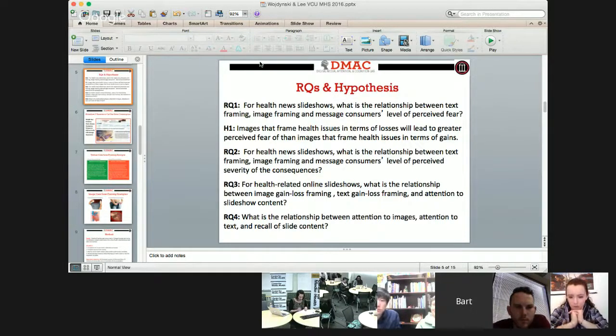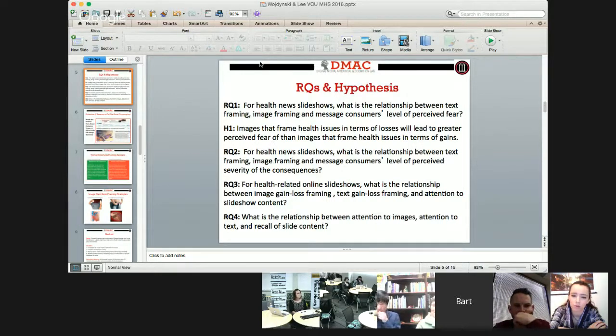The first research question looks at the relationship between text framing, image framing, and perceived fear. The second research question looks at the relationship between text framing, image framing, and perceived severity. The third research question looks at the relationship between image gain-loss framing, text gain-loss framing, and attention to the slide content. And the fourth research question looks at the relationship between attention to the image and text, and the recall of the content.